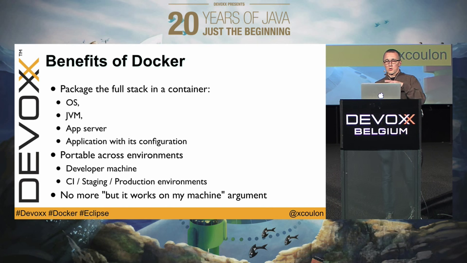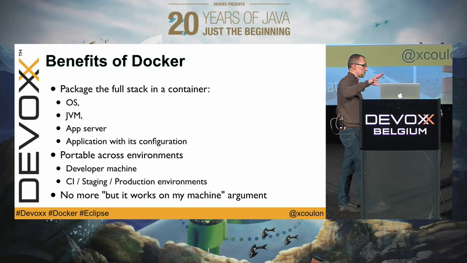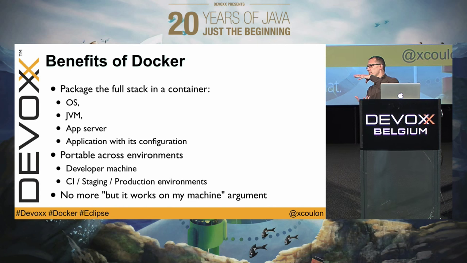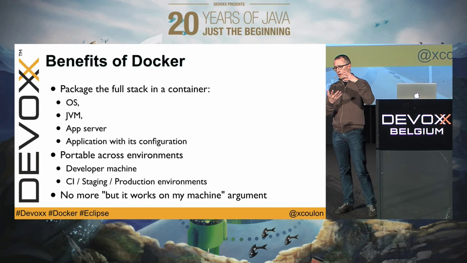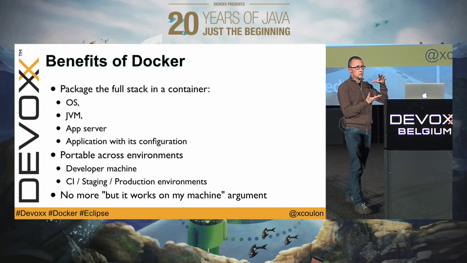This container is going to be portable across environments. So you can have this container running on your developer machine, and you can have it built on your continuous integration and deployed on your staging and production environments. You're not going to have your full application inside a single container. The pattern for Docker is something like having a process per container.